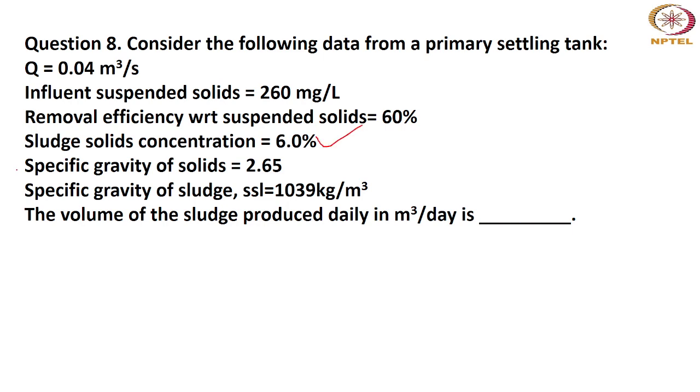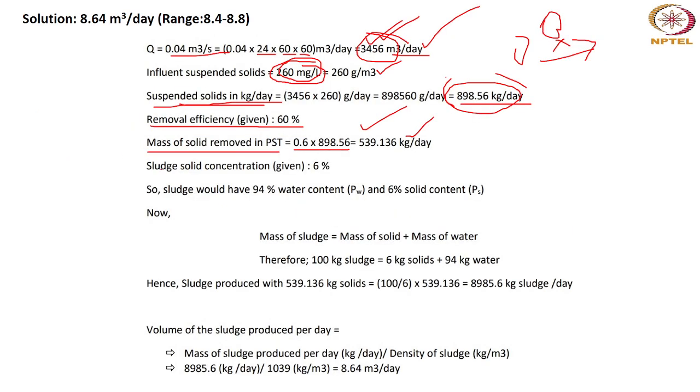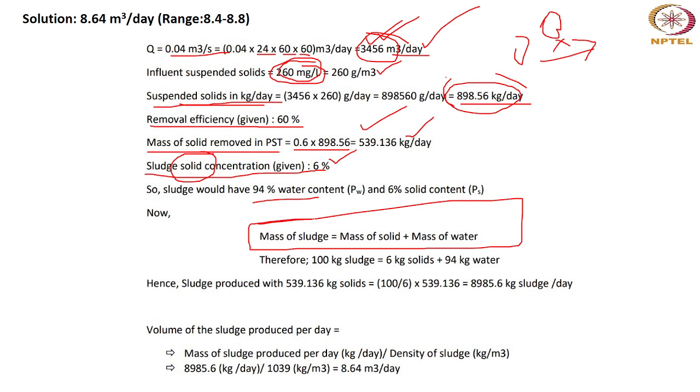Now the sludge solid concentration was given as 6%. If the solids in the sludge is 6%, then how much water is present there? That is 94%. Simple. 94 plus 6, I'm getting 100%. This is just a mass balance. Mass of sludge equals mass of solid and mass of water, right? These are the two components of the sludge. One is solid, another one is water. So 100 kg of sludge, that is 100%, will have 6 kg of solids, that is 6% of solids, and 94 kg of water, right? This is easy to understand.